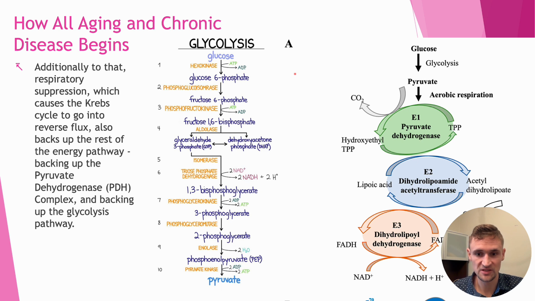So additionally, when you have that original respiratory suppression, where the electron transport chain and those cytochrome proteins get damaged, you get less burning and oxidation of NADH, which backs up in the Krebs cycle and causes the Krebs cycle to go into reverse flux. It also causes the entire rest of the energy pathway to basically get backed up. So the pyruvate dehydrogenase complex, which remember is what we said feeds into the Krebs cycle, gets backed up, and then that backs up the entire glycolysis pathway, which has major implications.